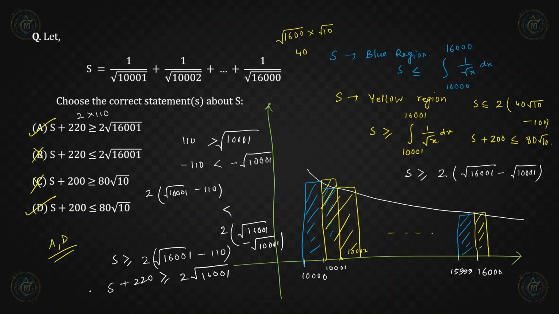So this is the idea behind this thing. Sometimes we have to approximate the sum in terms of an integral, and sometimes we have to approximate an integral using summations. So these variations we can expect in this concept.